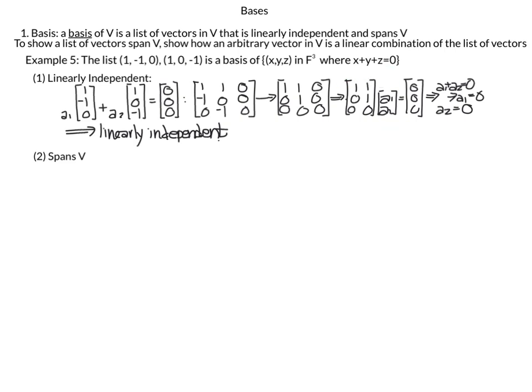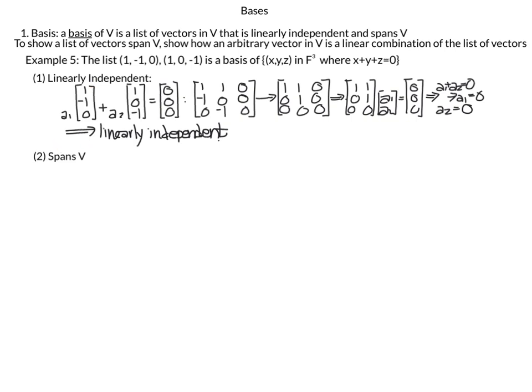Multiplying row times column, we get a1 plus a2 is equal to 0. Here we have that 0·a1 plus a2 is equal to 0, and then here we have 0·a1 plus 0·a2 is equal to 0. So we have a2 is equal to 0, and because a1 plus a2 is equal to 0, that means a1 is equal to 0. So both are equal to 0, meaning the two vectors (1, -1, 0) and (1, 0, -1) are linearly independent.